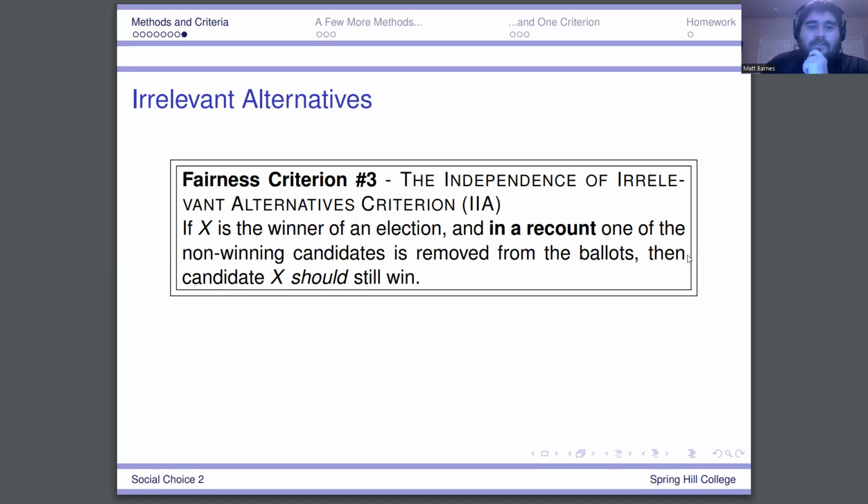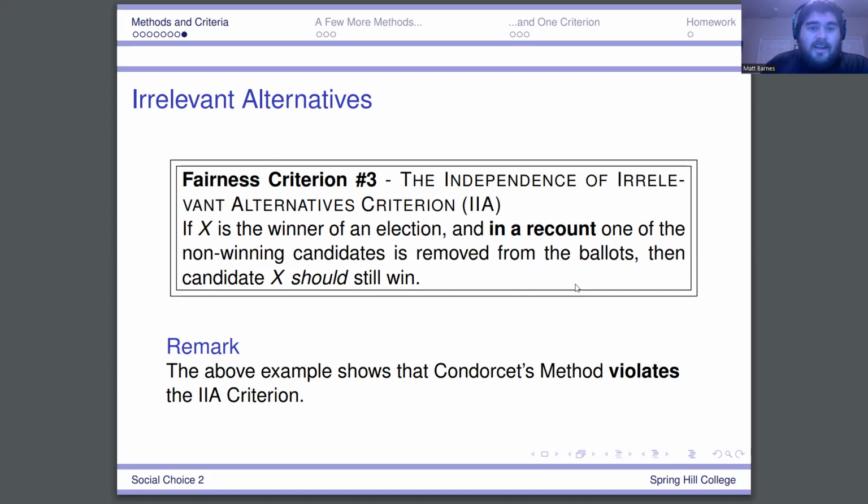If we have a winner of an election and we do a recount where one of the non-winning candidates is removed, then the winning candidate from before should still win, right? So we call this the independence of irrelevant alternatives criterion. So it's quite a mouthful. You can abbreviate it IIA if you want, or you can just call it irrelevant alternatives. So what this says is that if we get rid of an irrelevant alternative, so one of the candidates that didn't win, the results of the election should be independent of that, meaning the same person should win.